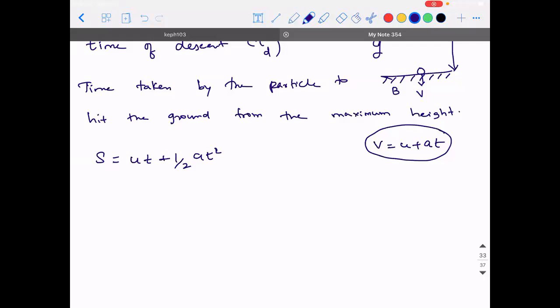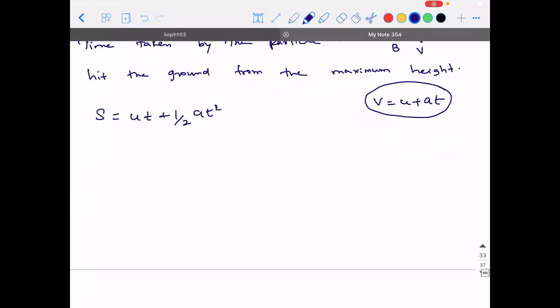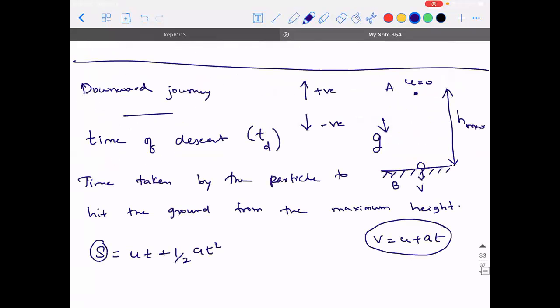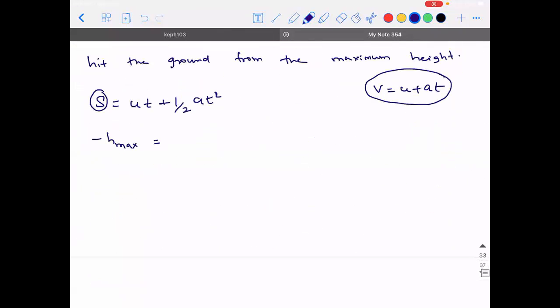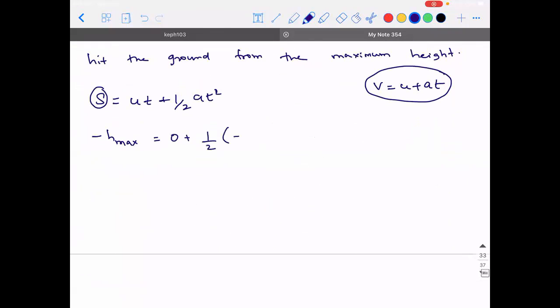Let's see. So S is equal to ut plus half at square. What is the displacement of the object in the scenario A to B? H max. No, minus H max, sir. It is minus H max. I told you I'm very particular about sign, because in the downward journey, it is minus. So in the downward journey, the initial velocity is 0 plus half into acceleration, which is minus g, into the time taken by the particle, time of descent square. So minus and minus will get cancelled.